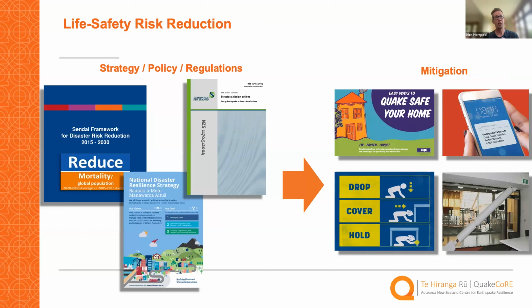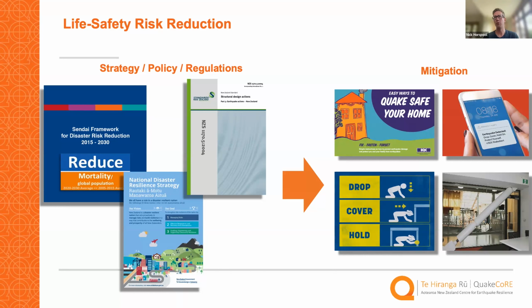So that's a global strategy that New Zealand has adopted through the National Disaster Resilience Strategy. So we have measures that we actually report on to the UN on how we're achieving those outcomes in terms of reducing injuries and deaths from earthquakes. We also have regulations and legislation through the building code, where we actually design our buildings to try to minimize life safety risk to a level that's acceptable. So we can never remove it, but we essentially try to reduce it to a level that's tolerable.